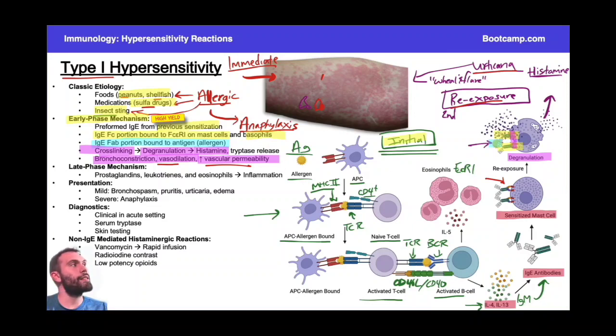Now, there's also going to be some release of tryptase. And you might be saying, well, what does that do exactly? Well, the thing that I want you to remember about tryptase is that we can actually do a serum sample for tryptase.